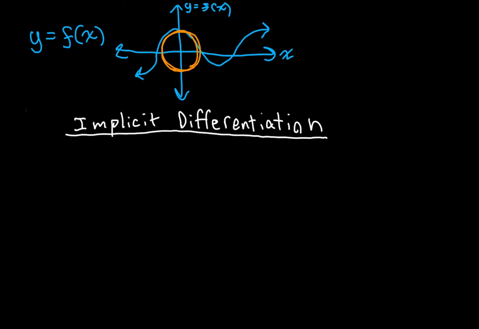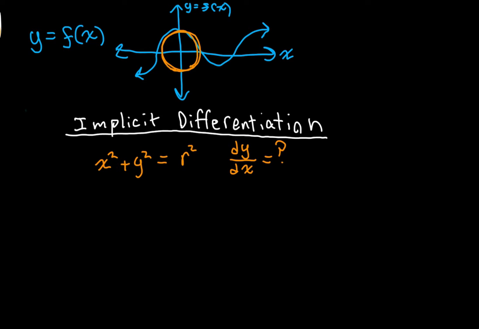Instead, you have something like our circle, and what's the equation of a circle? The equation of a circle is that x squared plus y squared is equal to r squared, where r is our radius. What happens if we want to find the derivative of y with respect to x? It's not f prime of x because this isn't a function. So what is this going to be equal to?